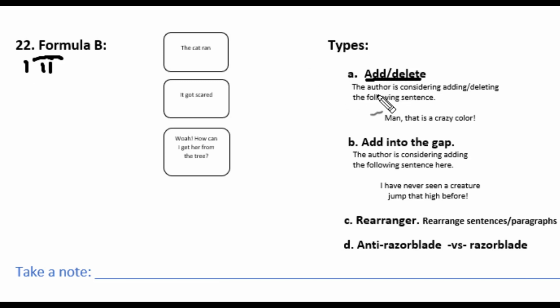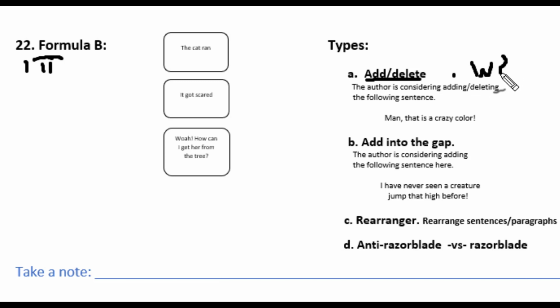All right, let's take a look at the sentence. The author is considering adding or deleting the following sentence. Let's say that we're going to add this sentence here. All right, here it is. Man, that is a crazy color. All right. First thing that we have to do is we have to ask ourselves, where does the author want to do that?